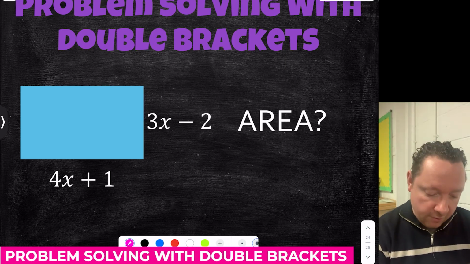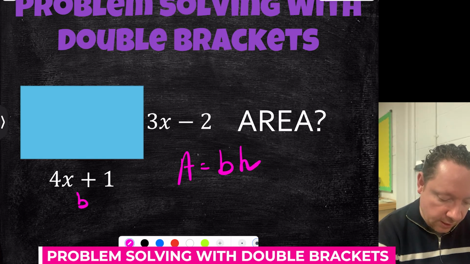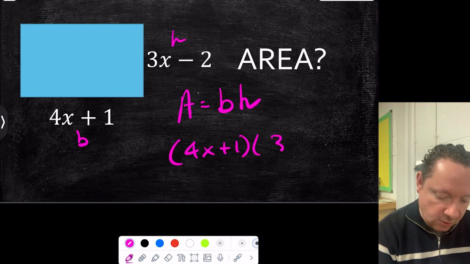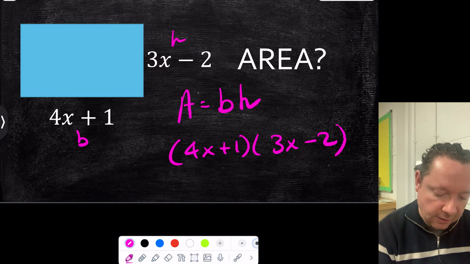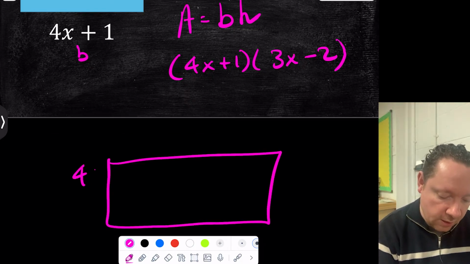Double brackets, what's the area of this? So remember, area of a rectangle is base times height. So there's our base and there's our height there. So we can just say that that is 4x plus 1, 3x minus 2. And we could expand and simplify that using our box method. 4x plus 1, 3x minus 2.